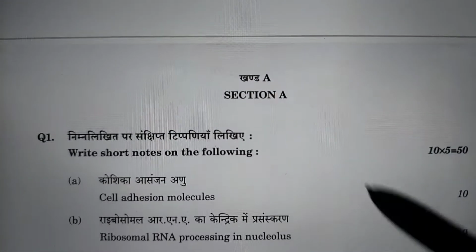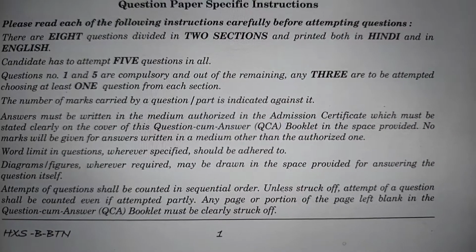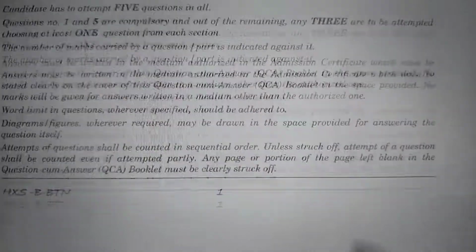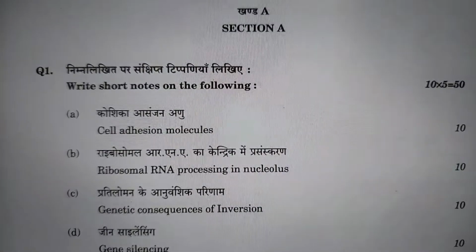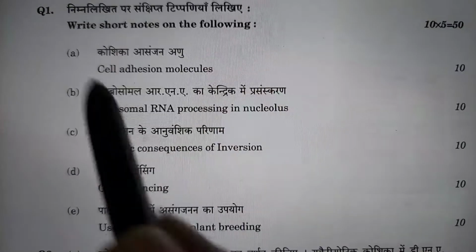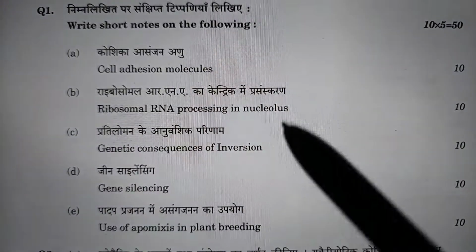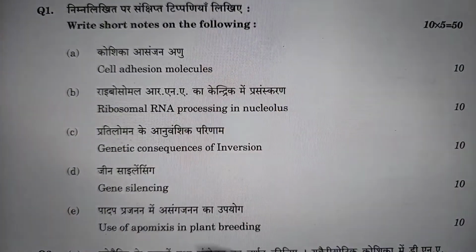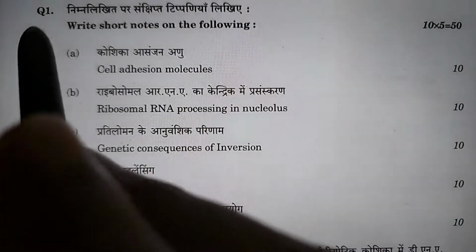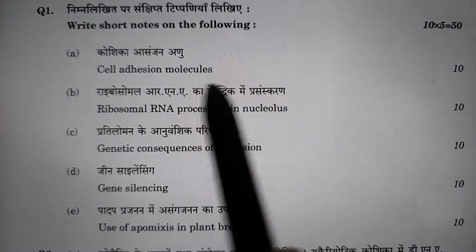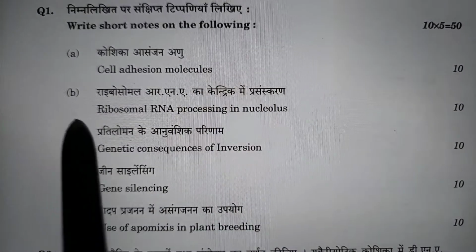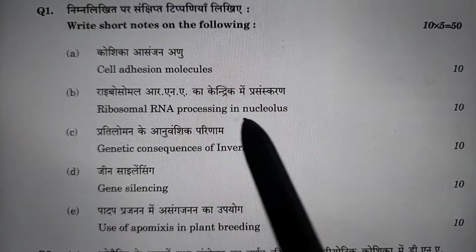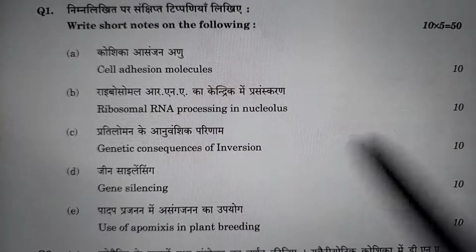So let's go. This question is 2021 Botany Optional paper 2, and this is section 1, and question 1 is compulsory. You have to do A, B, C, D and E, and each one is having 10 marks. So question number 1, option A is cell adhesion molecules, 10 marks. B is ribosomal RNA processing in nucleolus, 10 marks.